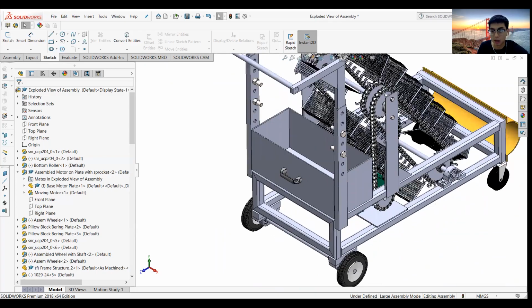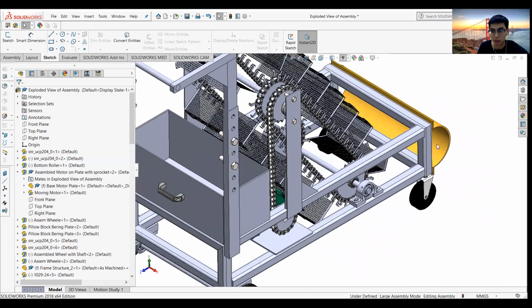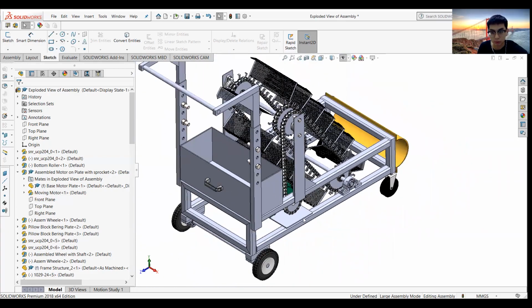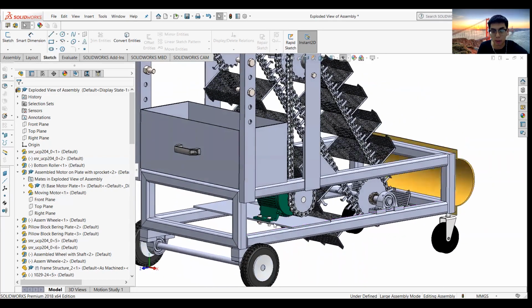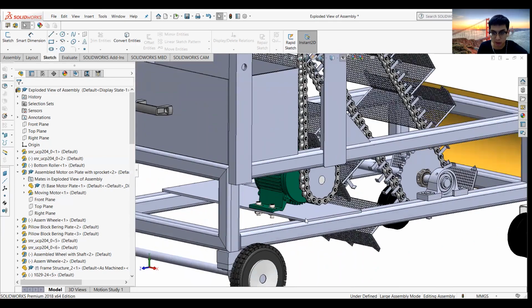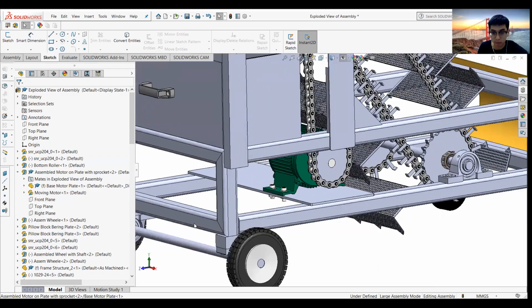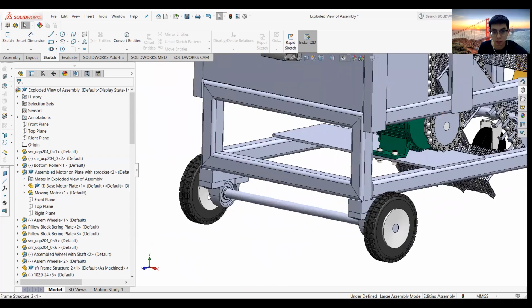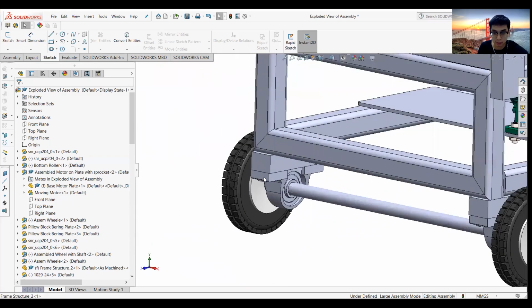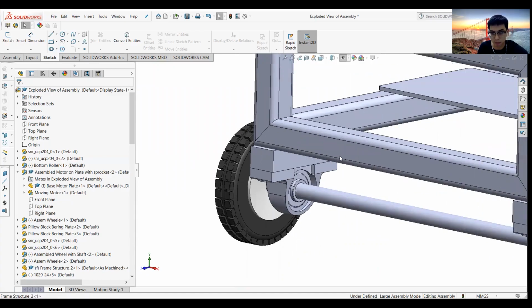So next is the cover. The usage of this cover is to prevent the rubbish from flying out when the collector is collecting the rubbish. Also the base motor plate. This is the base motor plate. The base motor plate is being welded on this frame structure. And for the back wheel, the pillow board of the back wheel is also being welded onto the frame.